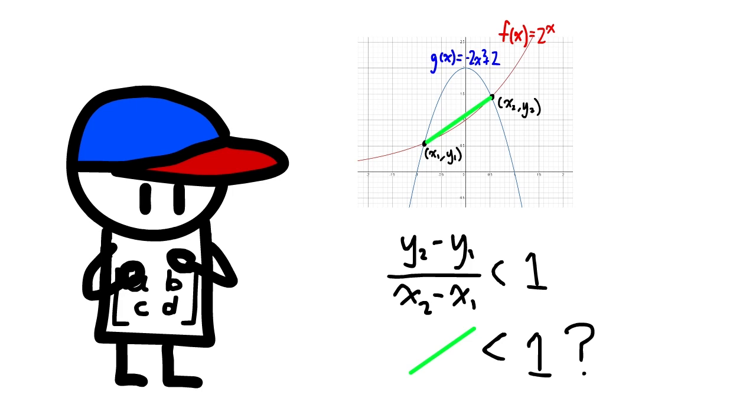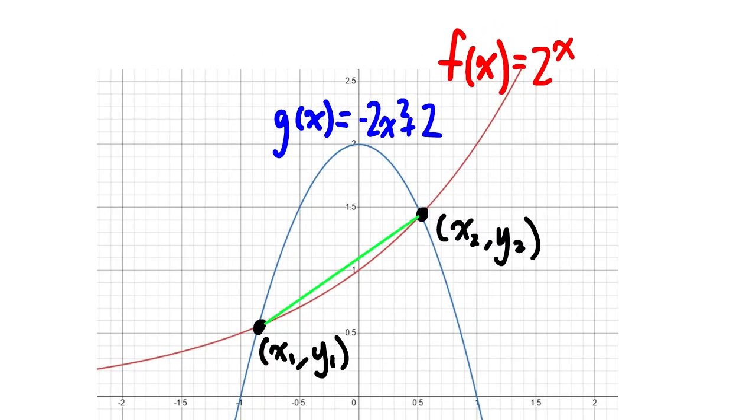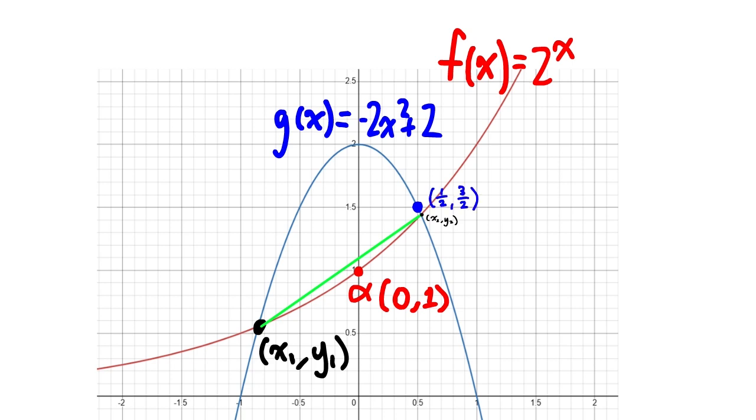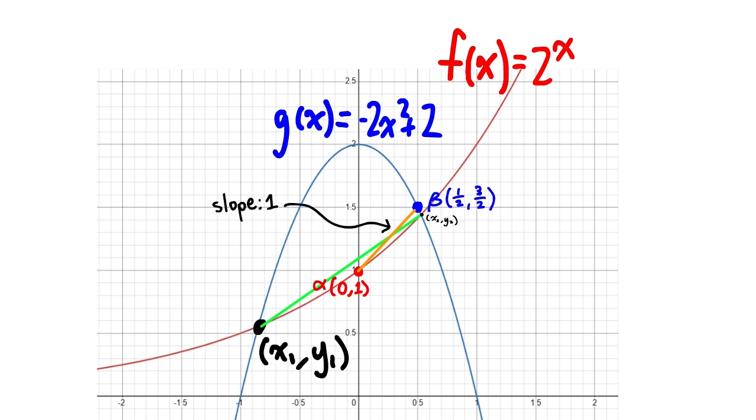This part is a little tricky. Look at the point where f of x crosses the y-axis. That point is (0, 1). Let's call this point alpha. Then look at the point on g when x equals 1/2. We determined early on that this is (1/2, 3/2). Let's call this point beta. Now the line from alpha to beta has a slope of 1 because the rise is 1/2 and the run is 1/2.